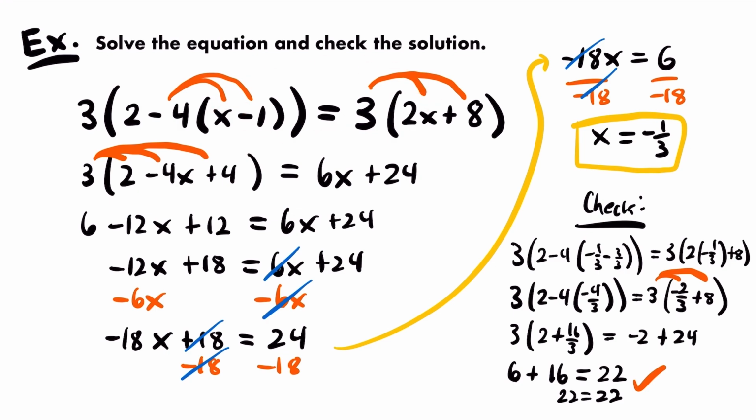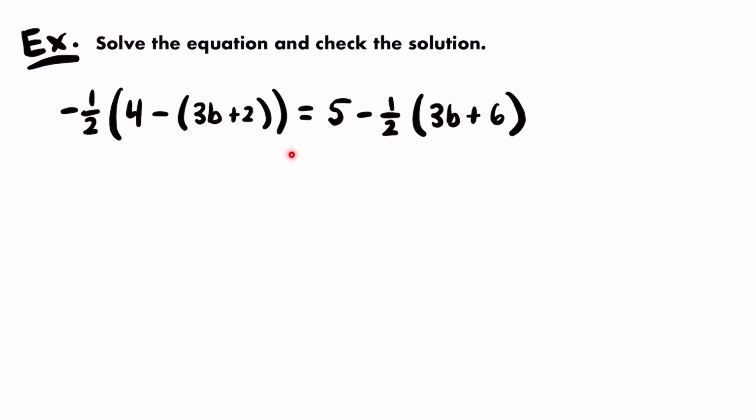Let's take a look at one more example for this video. Okay, so here's our last example. One more time, we want to solve the equation and check the solution. This time our equation is negative 1/2 times the quantity 4 minus another quantity of 3b plus 2, and then that's equal to 5 minus 1/2 times a quantity of 3b plus 6.